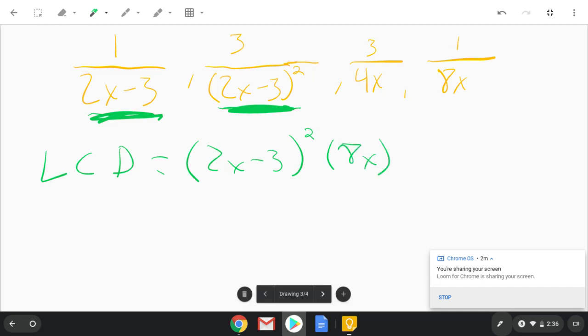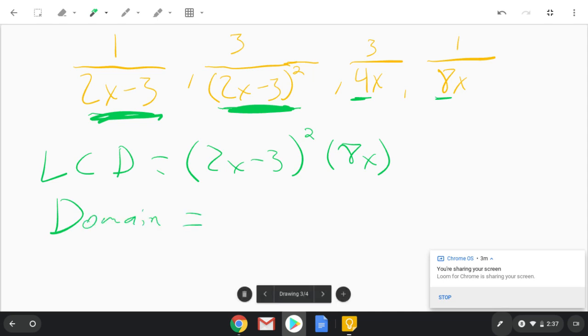We do 8x because we have to have something that 8 can divide into and 4 can divide into. If we just put 4, we wouldn't be able to divide 8 into it. And of course, you have to have x because they both have an x. All right. And the domain.